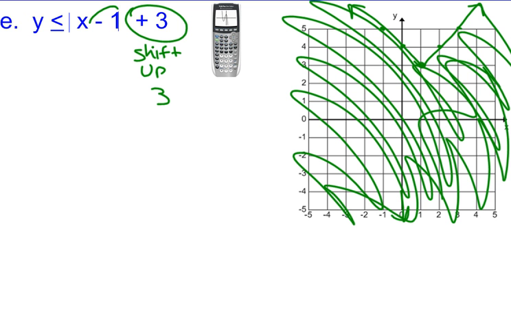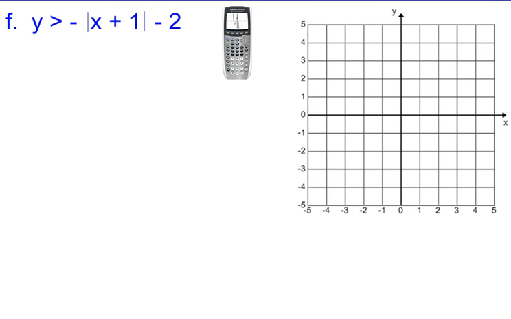But this minus 1, a lot of times if we had to guess, we would have guessed it would shift it left 1, but it actually shifted it right 1. So the opposite of what we would have thought. And then that's where my vertex for my absolute value equation went. And the last one is F.